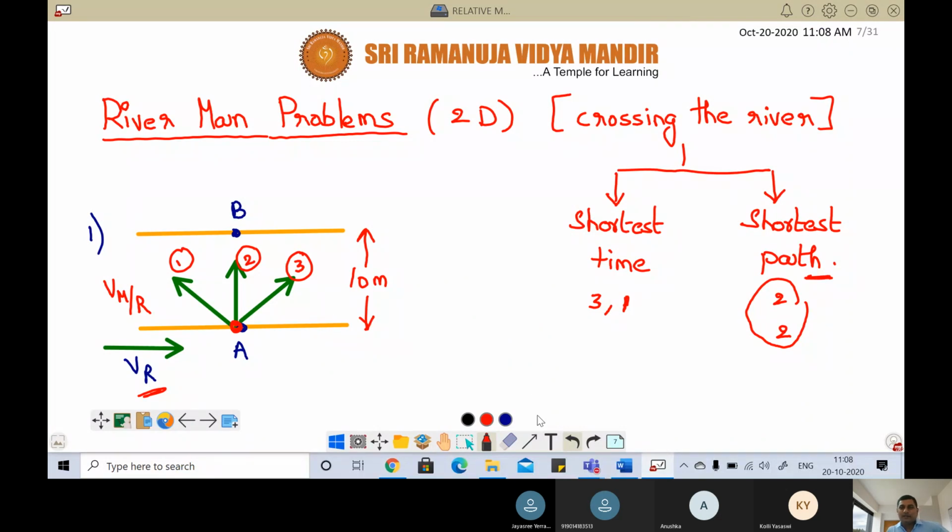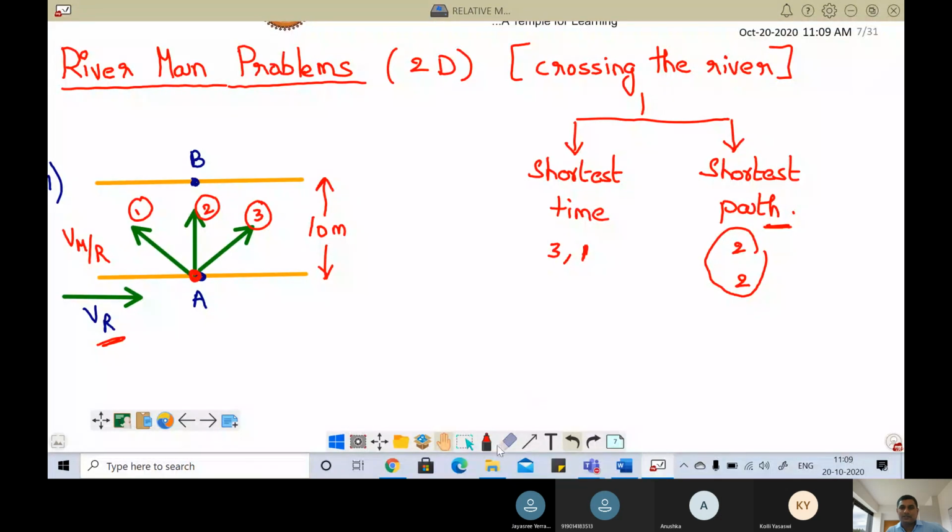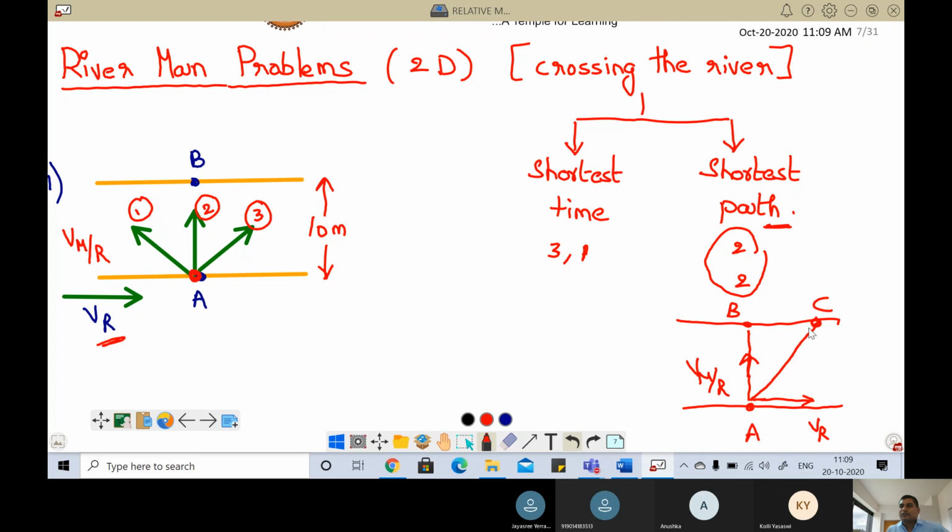So now what happened? According to the animation we have just seen, this is the river, this is the starting point, and this is some opposite point, and the river velocity is to the right side here. You told that if he goes like this, he will go in the shortest path. This is the velocity of the man with respect to the river, but basically he landed here, at point C.